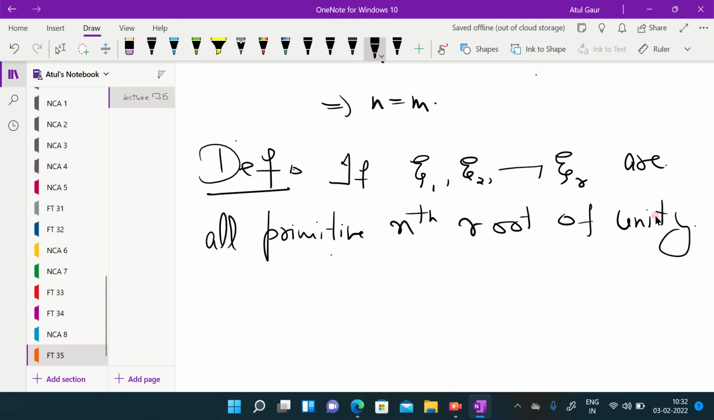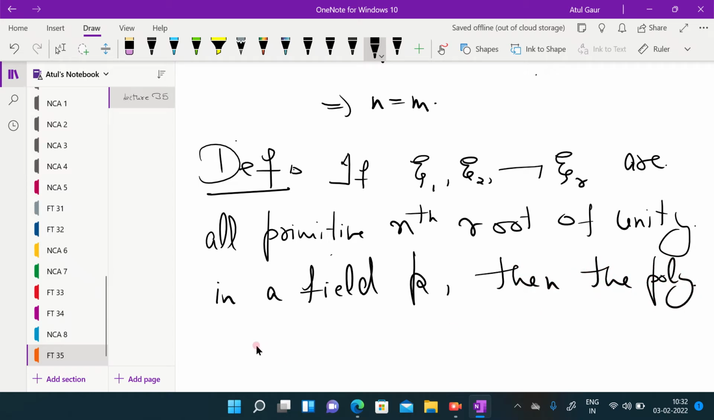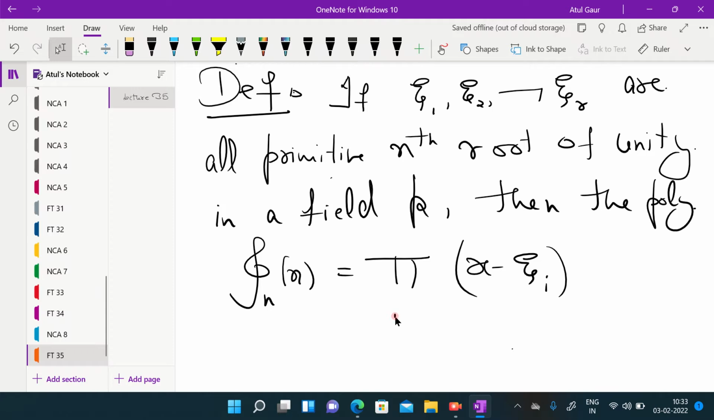So remember, just as we have seen, if a field has one primitive nth root of unity, then all the primitive nth roots of unity will be in it. Is that fine? Or else the field will not have a primitive nth root of unity at all, right? So assume these are all the primitive nth roots of unity in a field K. Then the polynomial phi n of x, defined as the product of x minus xi i from i equals 1 to r, is called the nth cyclotomic polynomial.